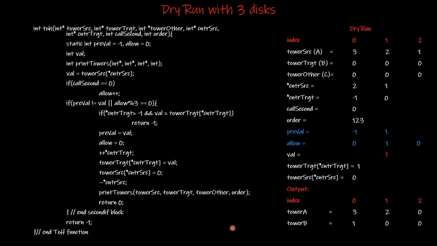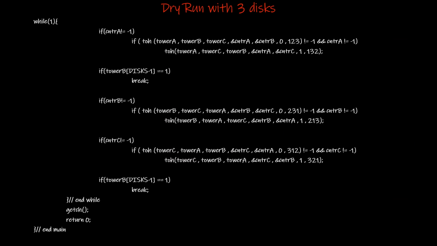Okay. Tower B is now 1 0 0. Because of this particular assignment, tower B, which was initially 0 0 0, is now going to have value 1 0 0. And tower C, of course, there was no change, no transfer, and therefore tower C will be printed as it is. After executing the return 0 statement, the control will transfer back to our while loop. So we come back to the while loop.